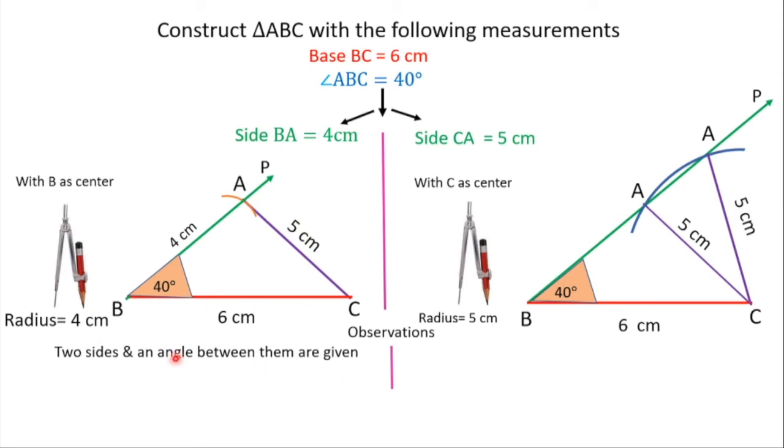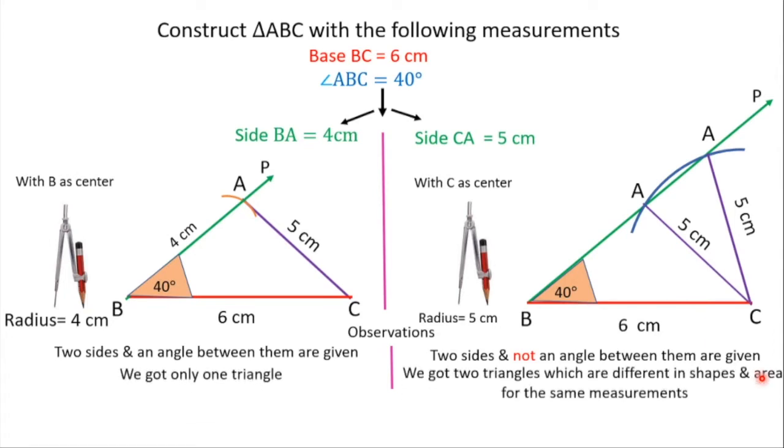In the first case, two sides and an angle between them are given. See, AB, BC and angle B are given. We say that two sides and an included angle are given. Whereas in the second case, two sides and not an angle between them are given. They have given us BC, AC and angle B. The angle is not included between these two sides. In the first case we got only one triangle, and here we got two different triangles, which are different in shape and area for the same measurements.